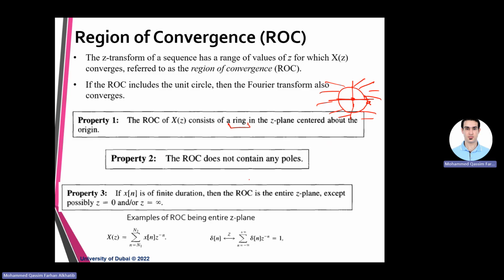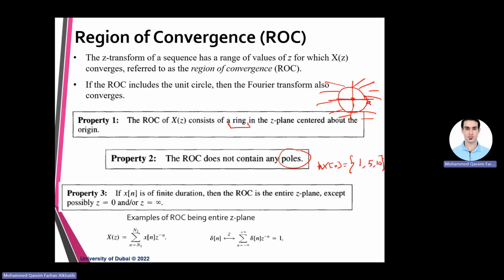And here's my region of convergence. Another property here is that the region of convergence does not contain any poles, and you know what the poles are: the concept of poles is basically the zeros of the denominator, and they are very important to determine stability. So if x of n is of finite duration, then the region of convergence is going to be the entire z plane. Basically, if h of n, or x of n, sorry, is just a sequence like this, 1, 5, 10, and if I ask you what is the region of convergence of this, it's going to be the entire z plane. Just one of the properties here.